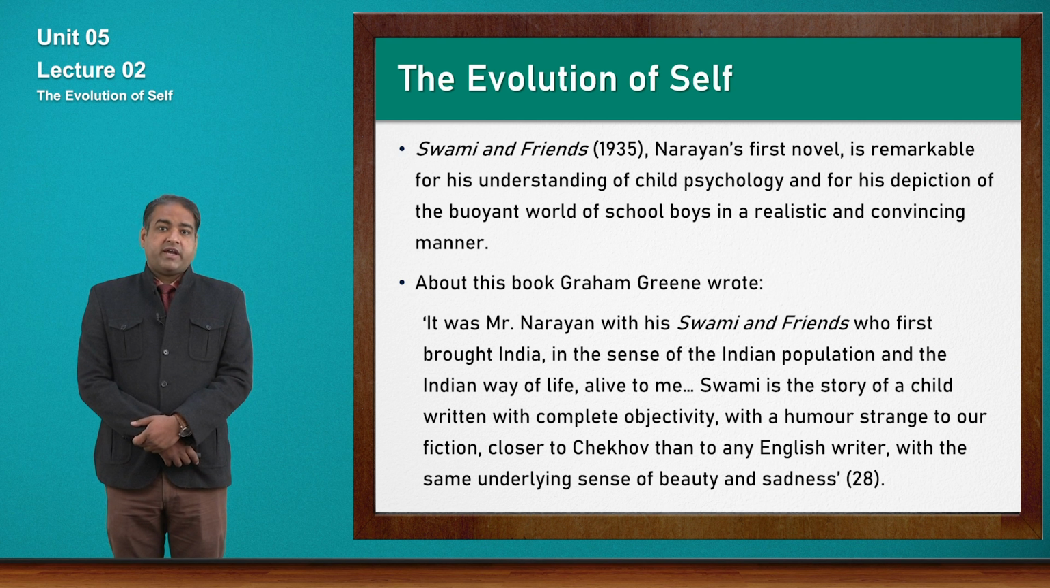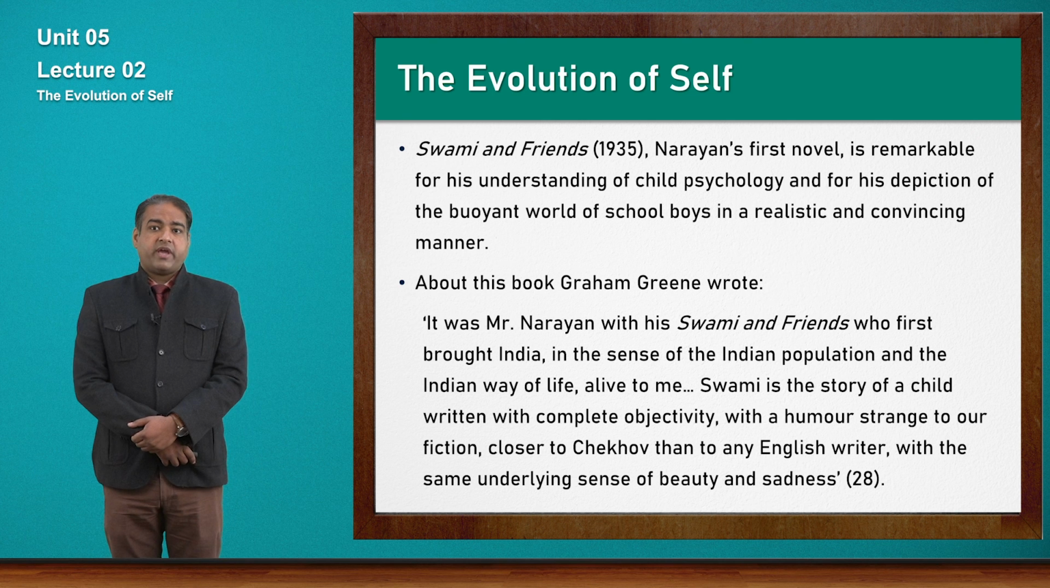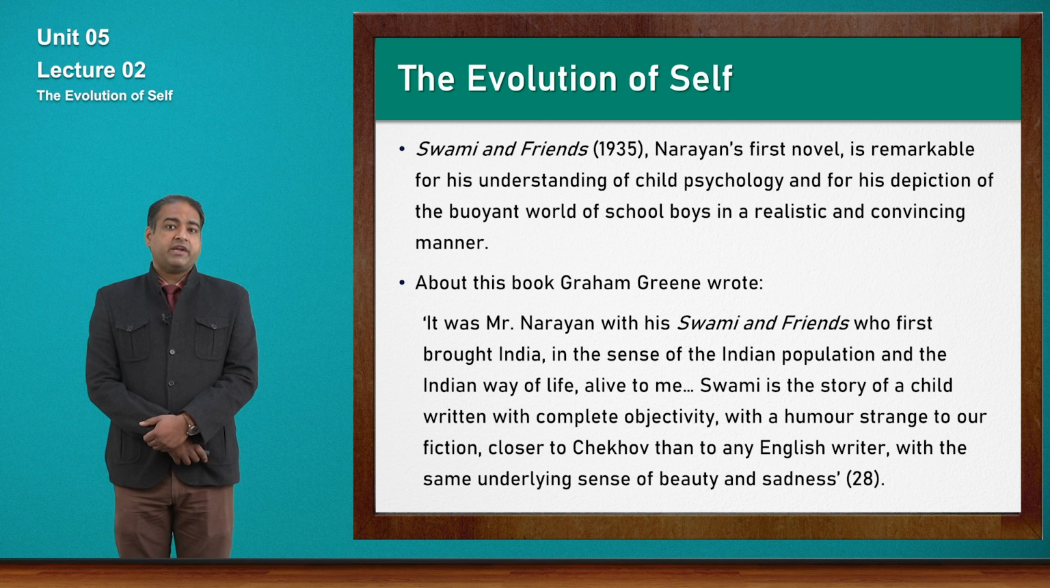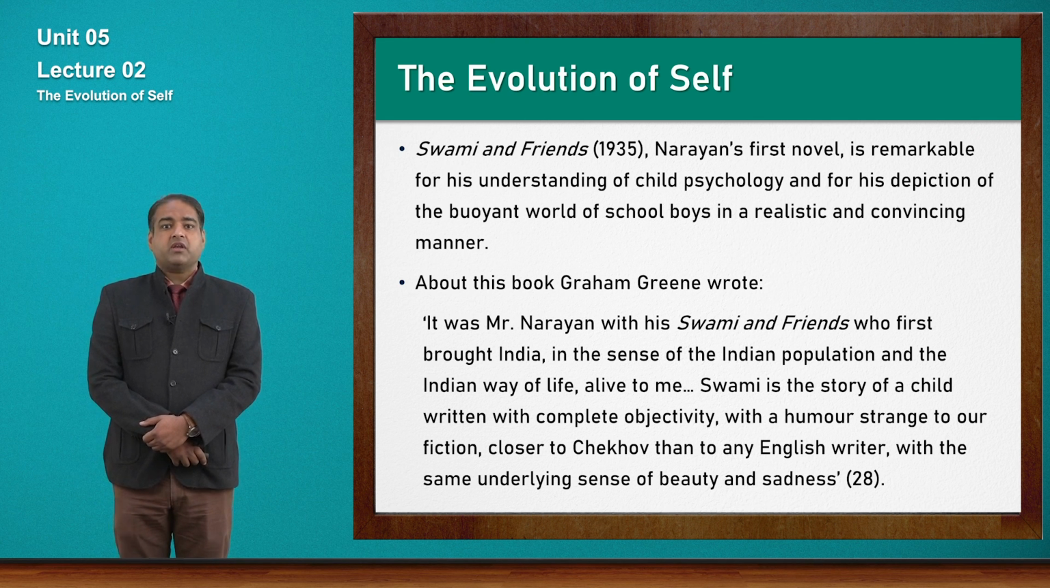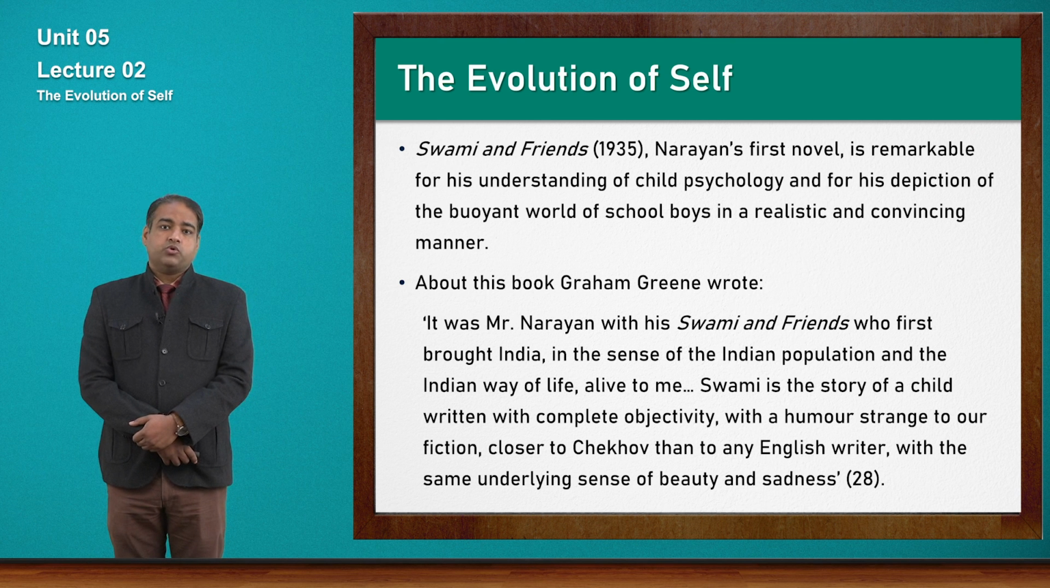"Swami is the story of a child written with complete objectivity, with a humor strange to our fiction, closer to Chekhov than to any English writer." There was a writer, Anton Chekhov, and Graham Greene in this quotation is saying that the style of R.K. Narayan is somehow near to how Anton Chekhov used to write his short stories. So Graham Greene is here saying that R.K. Narayan has written this novel with complete objectivity.